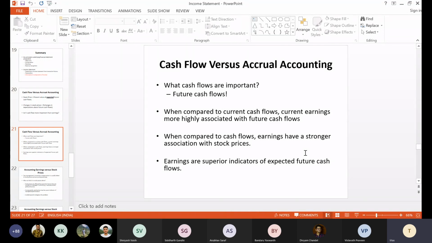When compared to current cash flows, current earnings are more highly associated with future cash flows. Why? Because current earnings means current revenue. So from current revenue only we get the revenue growth, and from there only we get the future cash flows. So when compared to cash flows, earnings have a stronger association with stock prices. Why is this so? Because without that you cannot get the cash flows. When I do the cash flow class, it will be more clear to you.